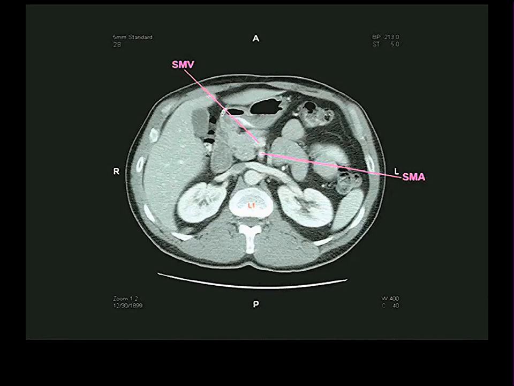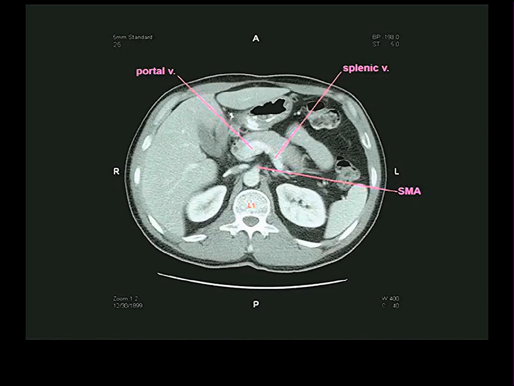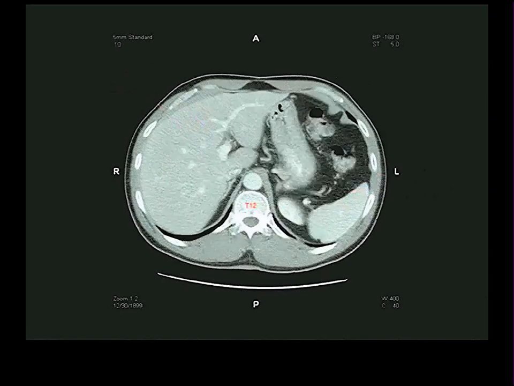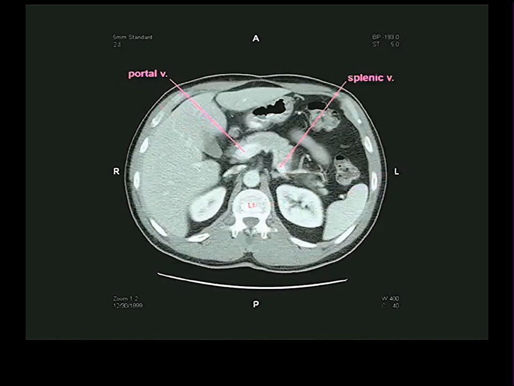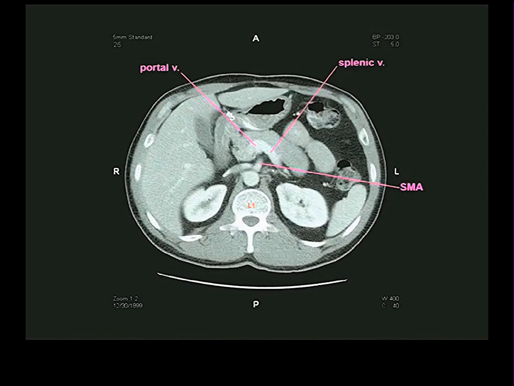Because if we come up again, we are watching the superior mesenteric coming up from below, joining the splenic coming over from the left to form the portal. And now if I continue to go up, we'll trace this portal all the way to the liver. And so we've got portal vein formed behind the neck of the pancreas by junction of splenic vein and superior mesenteric vein.